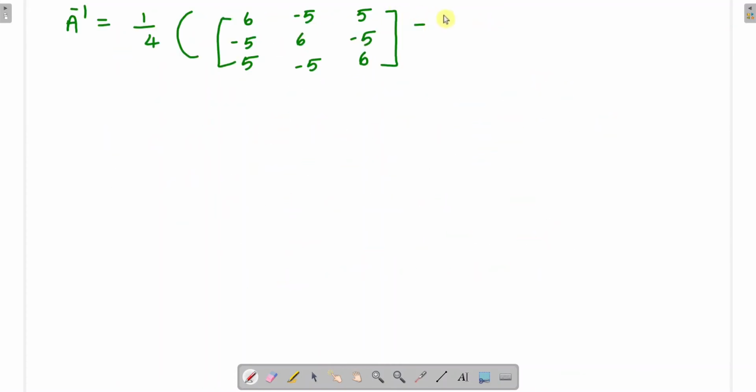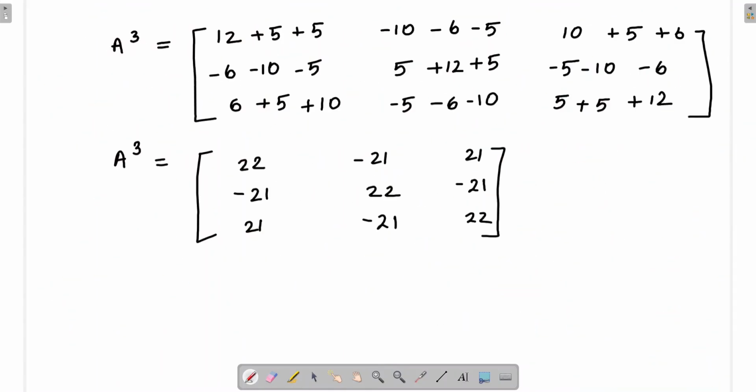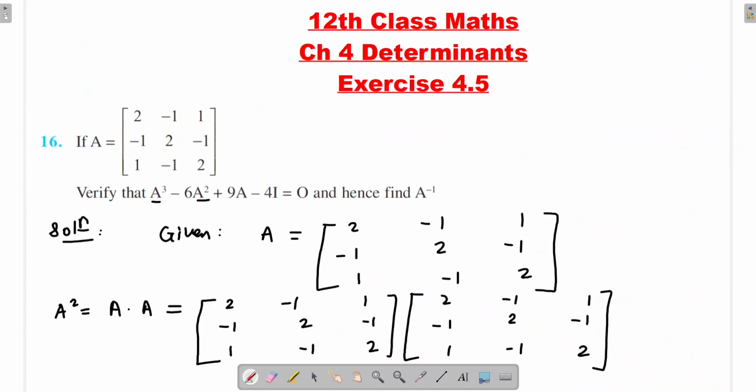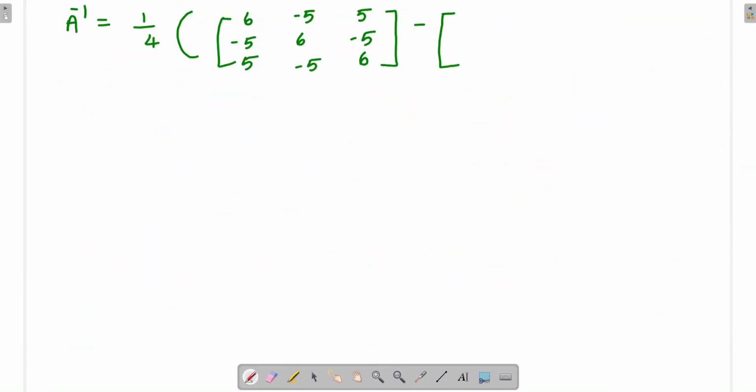Now minus A, so minus A will be the matrix 2 minus 1 1, minus 1 2 minus 1, then 1 minus 1 2. Now plus 9 times I, that will be 9 times the identity matrix: 1 0 0, 0 1 0, 0 0 1.